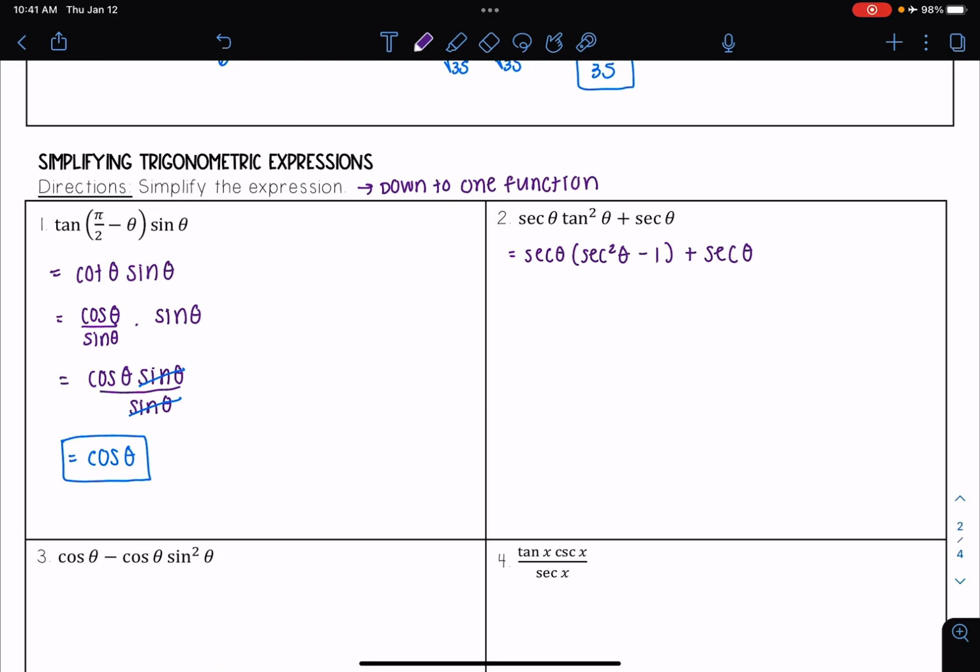So I see everything's in secant form now, but I'm going to go ahead and distribute that secant theta to see if we can get this to be an even simpler expression. So I'm going to distribute secant of theta, and when I do that, secant of theta times secant squared of theta, I get secant cubed of theta minus secant of theta plus secant of theta. And then I see that my secants cancel out here. I have minus secant of theta plus secant of theta, so those cancel out to 0, and I'm left with secant cubed of theta.